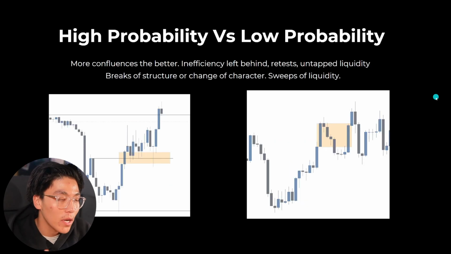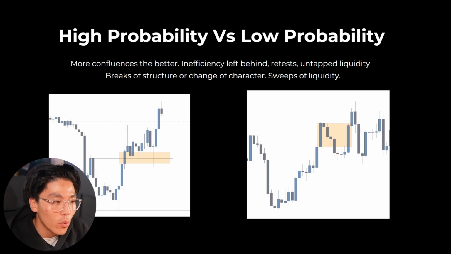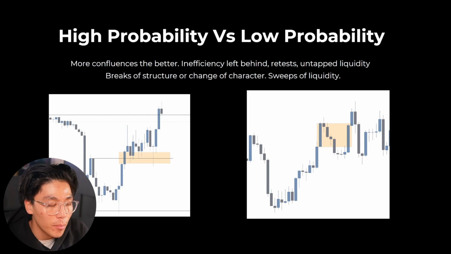So now we're going to be determining what is the difference between a high probability and low probability order block. So the more confluences, the better. In trading, we always want to have multiple confluences. That is what makes it a higher probability trade.